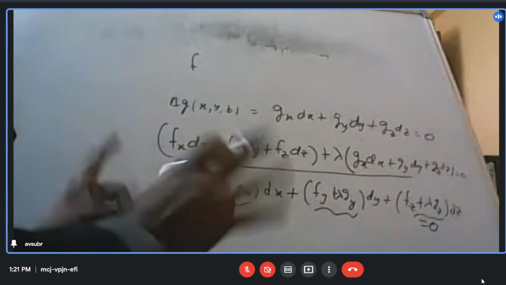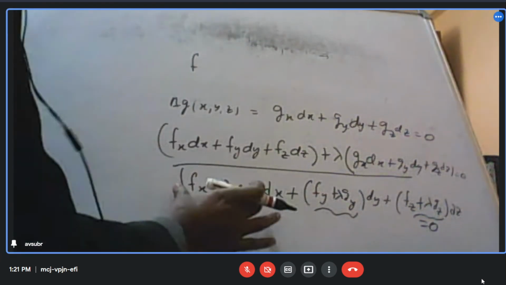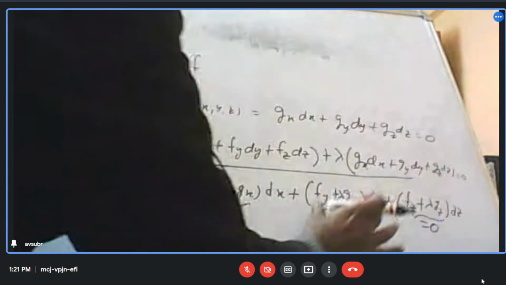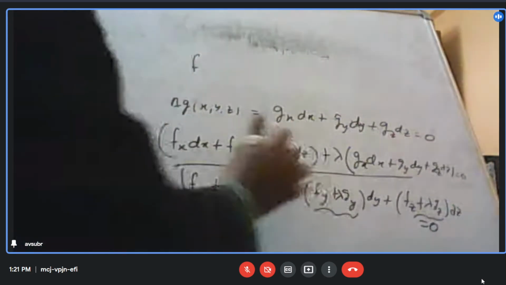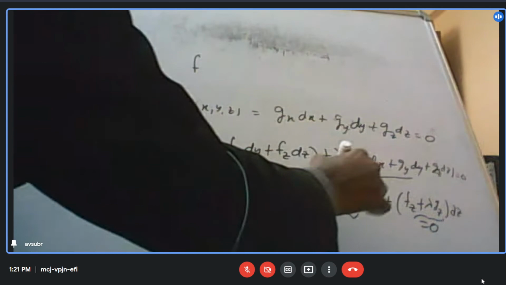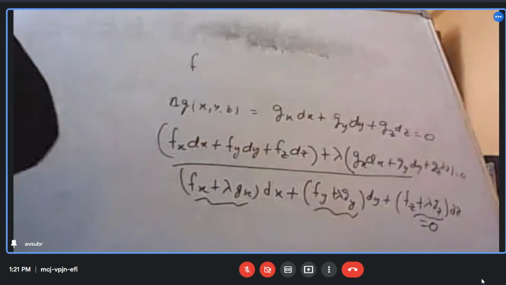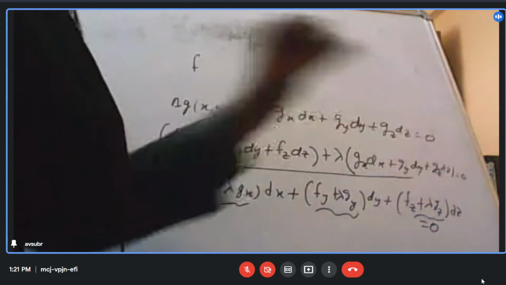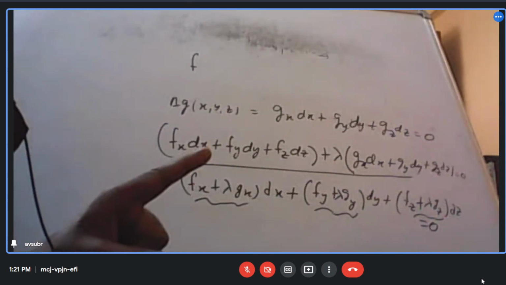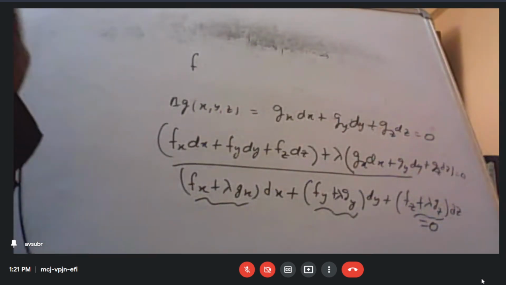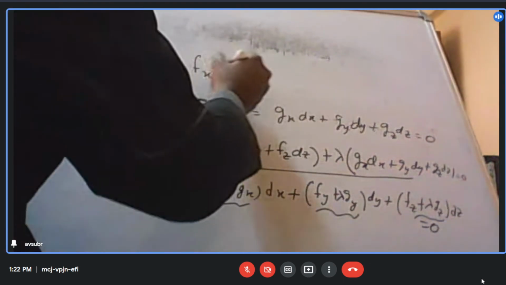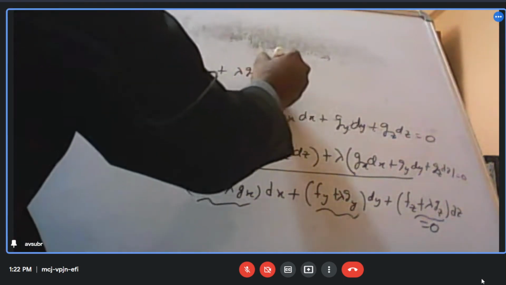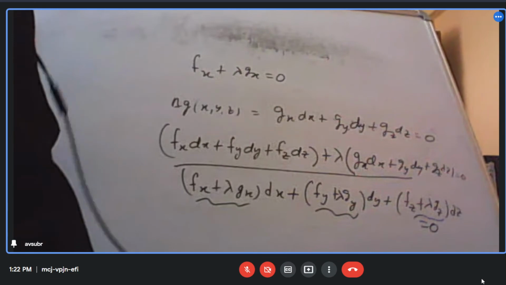Because they are independent. This is independent of this and this. This is independent of this and this. Because here there is only the x term, here only the y term, here only the z term. So this can be equal to 0 only when all three are independently 0. Clear? Yes, sir. Okay, so fx plus lambda gx is equal to 0.